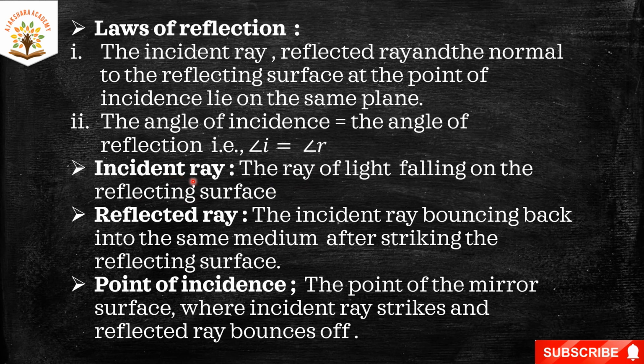Next, incident ray. The ray of light falling on the reflecting surface is known as the incident ray. Next, reflected ray. The incident ray bouncing back into the same medium after striking the reflecting surface is known as the reflected ray. Point of incidence. The point of the mirror surface where the incident ray strikes and the reflected ray bounces off is known as the point of incidence.